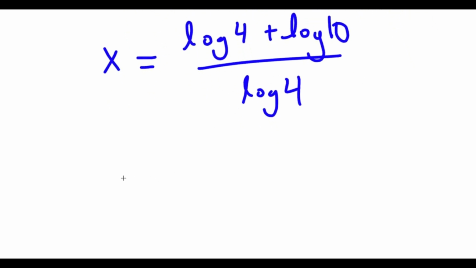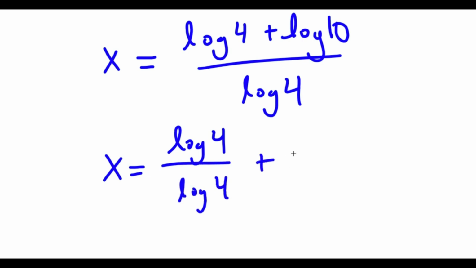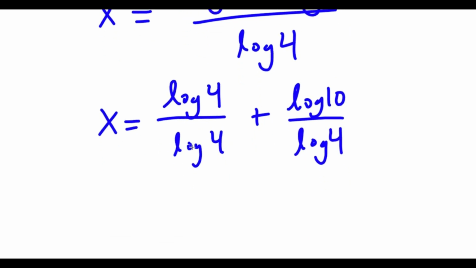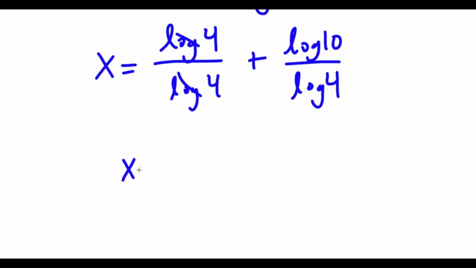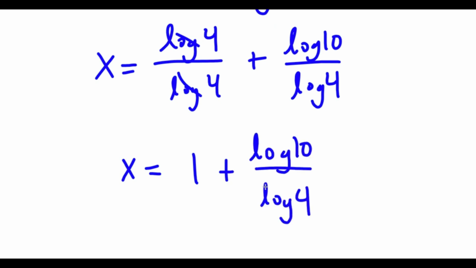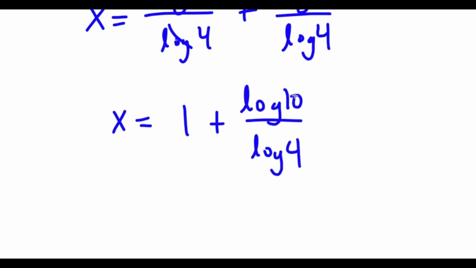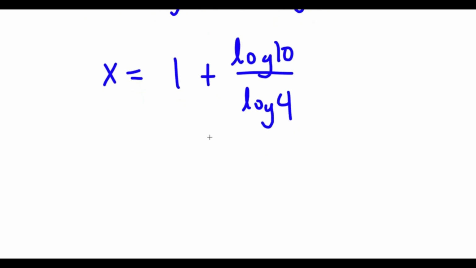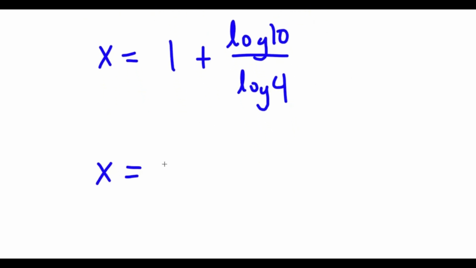Now log 4 plus log 10 over log 4, this is the same thing as log 4 over log 4 plus log 10 over log 4. And log 4 and log 4, these two cancel out. So now I have x is equal to 1 plus log 10 over log 4. So now log 10, this is the same thing as 1. Log 10 is equal to 1. So now I have x is equal to 1 plus 1 over log 4.